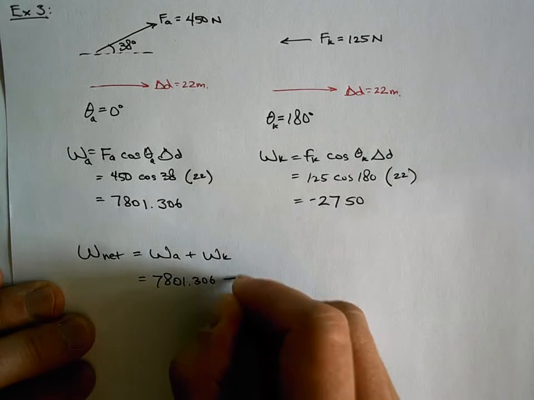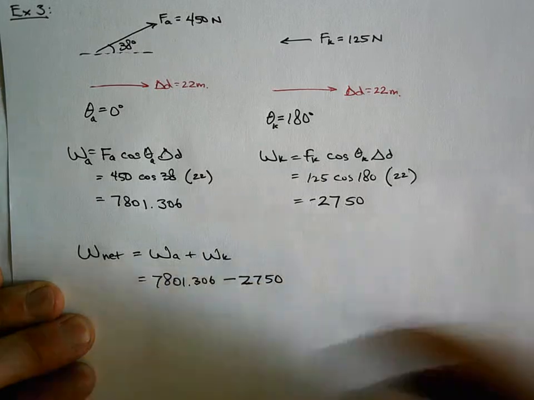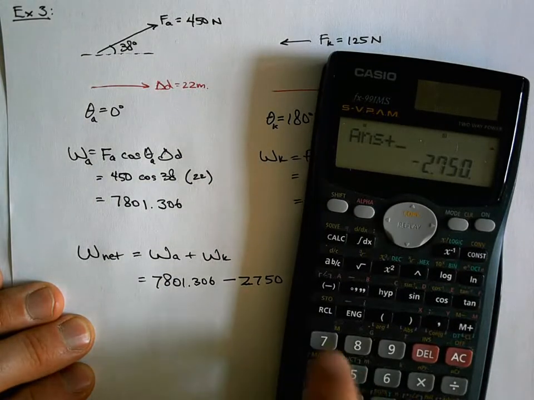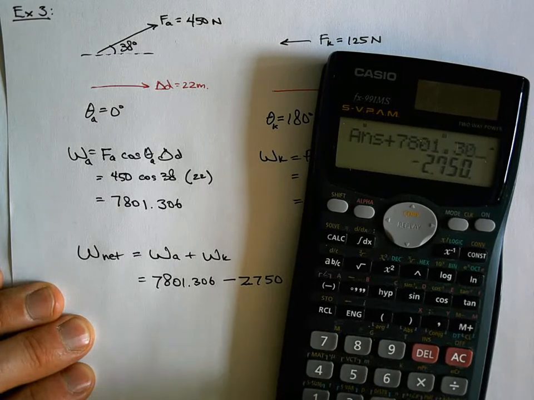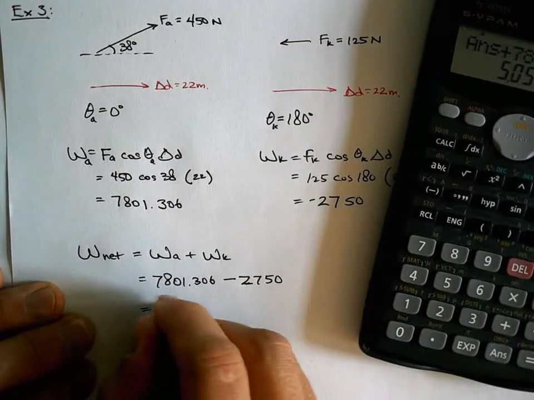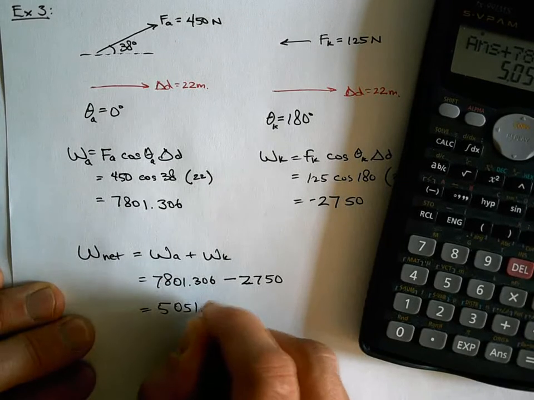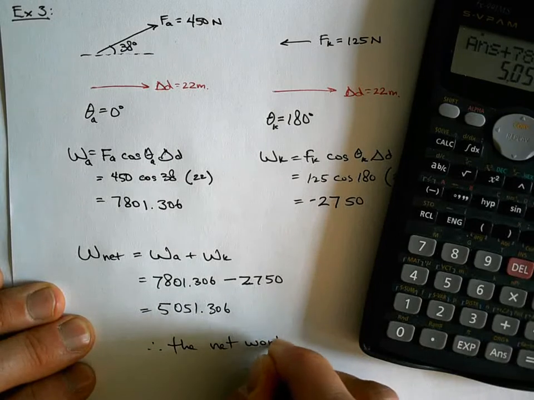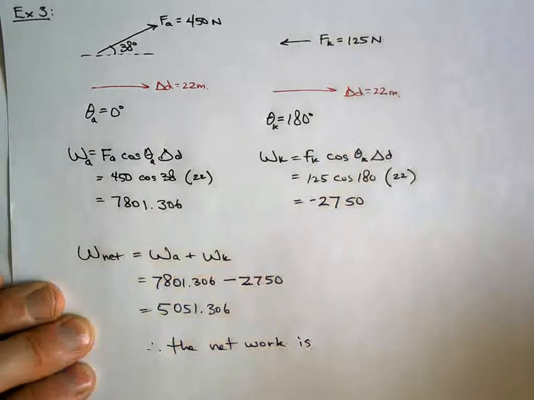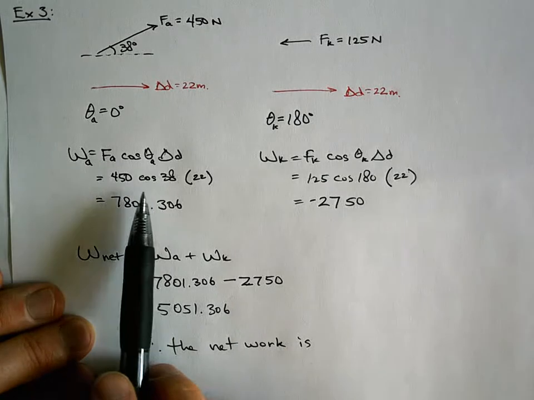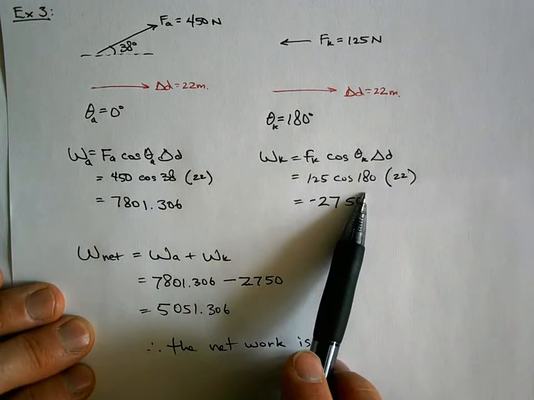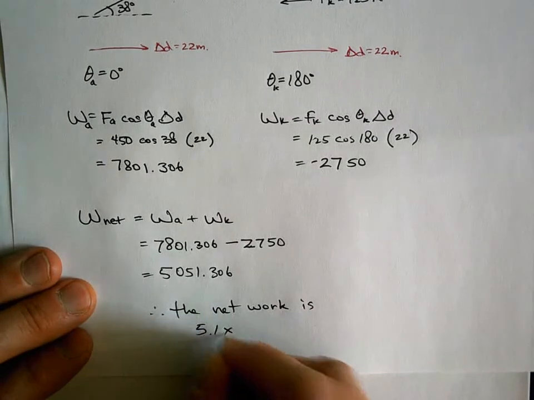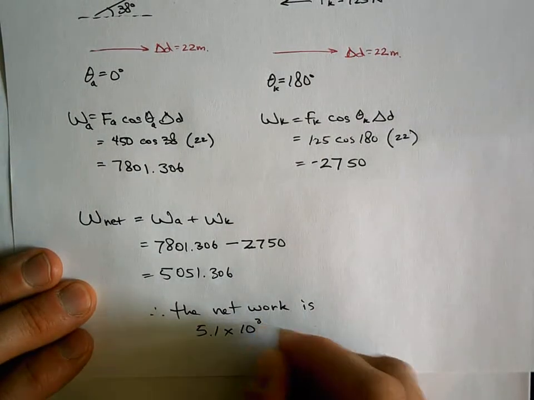7801.306 and minus 2750. Notice that this is a lot easier because we don't have to worry about direction. So I'm going to just add to this 7801.306. So my final answer is 5051.306. So therefore the net work is, okay, this was good to 2 significant figures, this was good to 2, so my final answer should be good to 2, so it'd be 5.1 times 10 to the 3 joules.